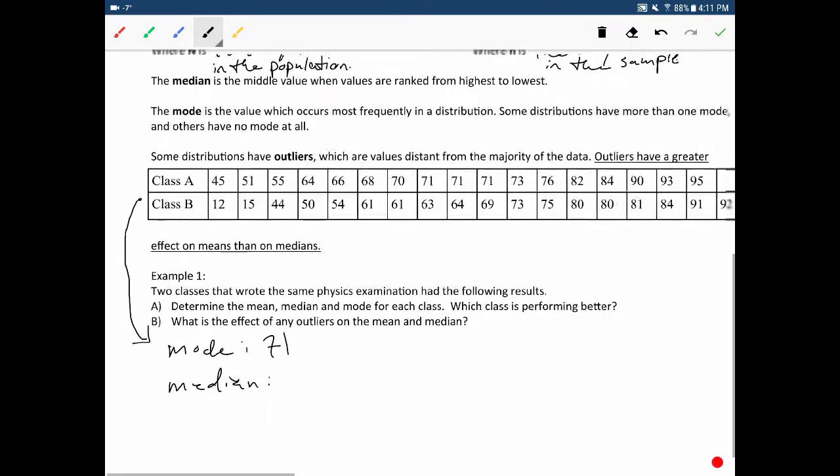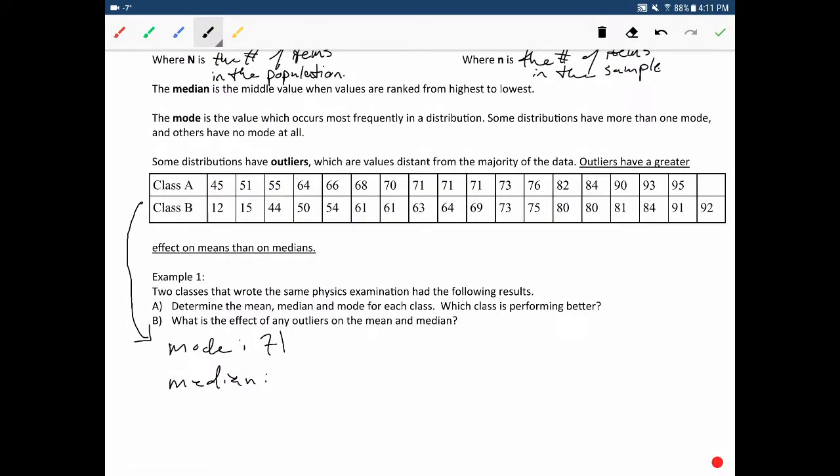Median is very slightly more difficult. We're just going to count through and find the middle data. You can just go 1, 2, and so on, and you will land on this one right here, which is also 71.